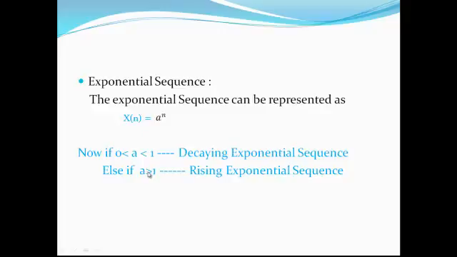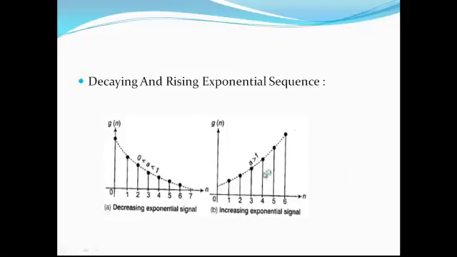But if a is greater than 1, for example, then with the increase of n, what will happen? Your xn will increase, right? So this is a greater than 1. With the increase of n, when a is lying between 0 and 1, your xn will decrease because it's a raised to the power n. But when a is greater than 1, with the increase of n, your xn will increase. So this is an increasing exponential function, and this is a decaying exponential function. Clear?